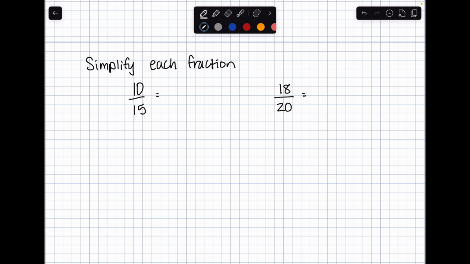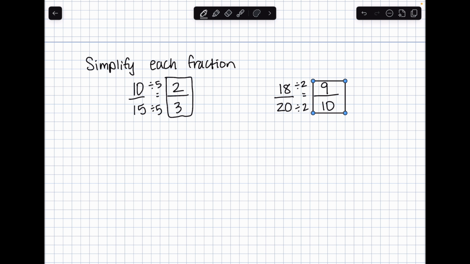All right, so 10 and 15, I know that both those numbers are divisible by 5. So I can divide 10 by 5, and I get 2, and 15 divided by 5 is 3. So 10/15 in the simplest form is 2/3. And then over here I've got 18/20. So I can divide both of those by 2. And I get 18 divided by 2 is 9, and 20 divided by 2 is 10. 9 and 10 are next door numbers on the number line, so I know that I can't simplify that fraction any more than it already is. All right, so that's simplifying fractions.